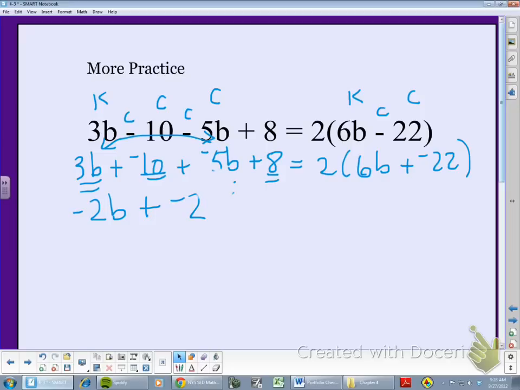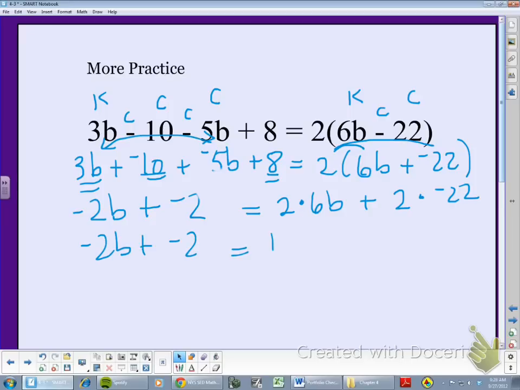And that's equal to, let me take away that. That's equal to, now over here we have to distribute. So this is 2 times 6b plus 2 times negative 22. Okay, so I'm just going to keep this here. And that's 12b plus negative 44.